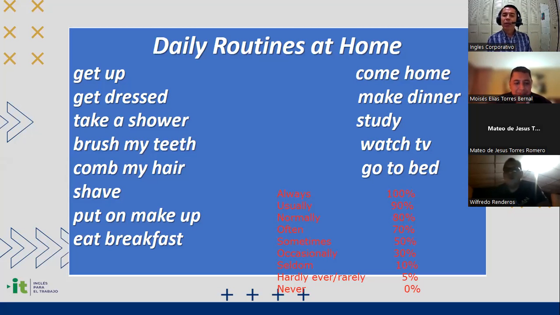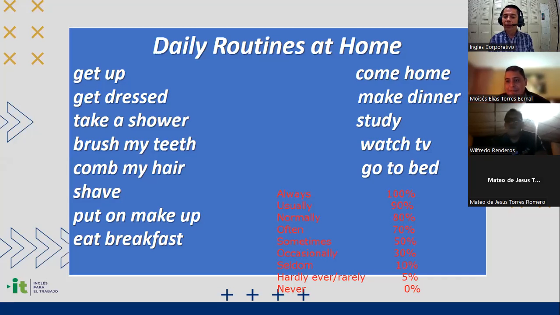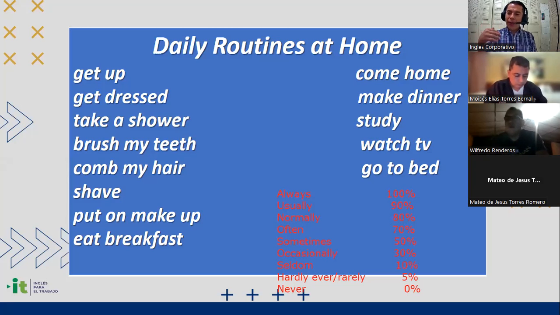Wilfredo, please: come home. I always, I usually, I normally, I occasionally, I sometimes come home. Good evening, welcome, Wilfredo. I always come home at 5 p.m. Good.